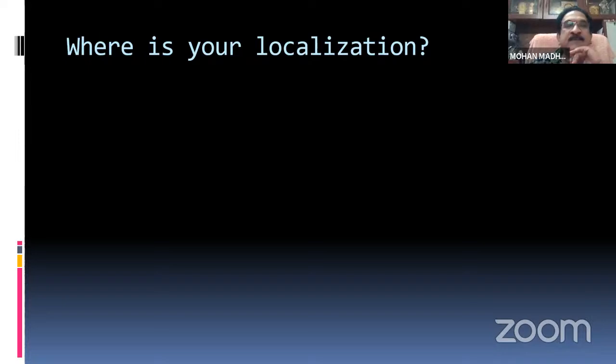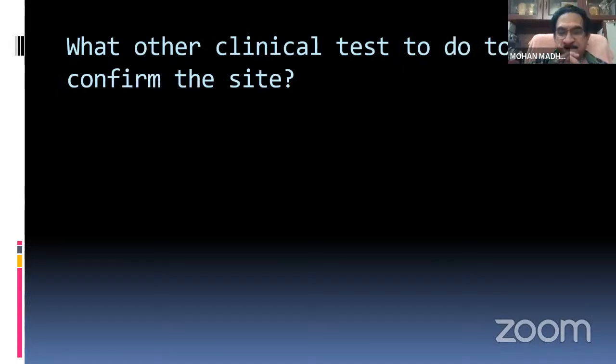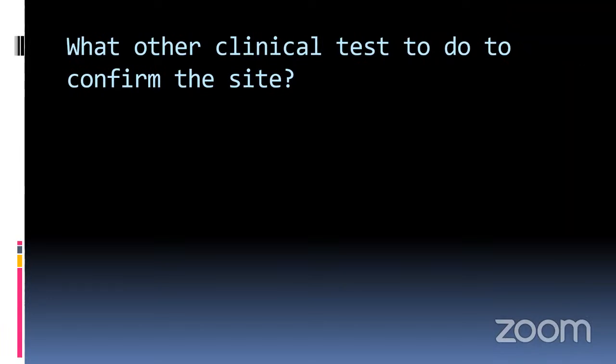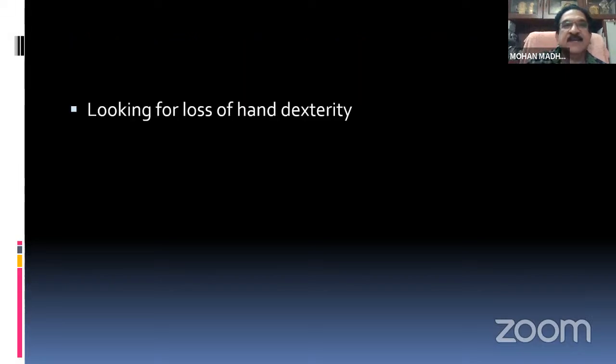So what investigation do you need now? What other clinical tests will you do to confirm the site of lesion? Is it in the cervical cord or in the brain? Tone in the upper limbs was normal, the left lower limb was stiff. You can see it was appearing like a spastic limb. So what I did was I looked for the hand dexterity. What I am doing now is on the normal side.